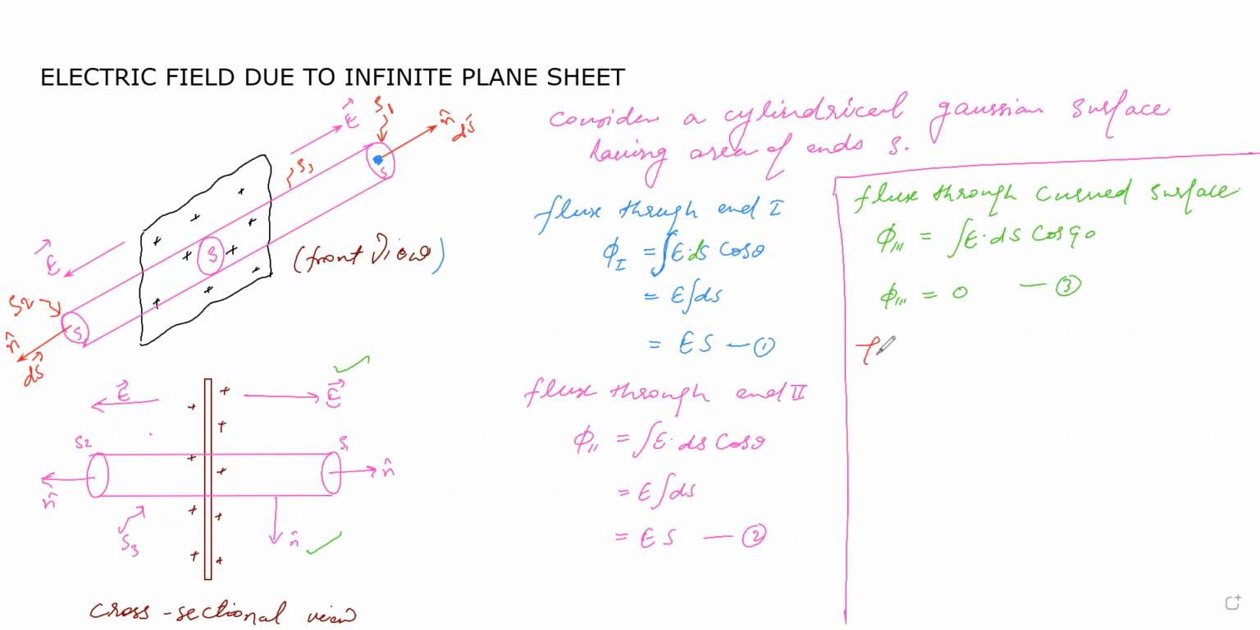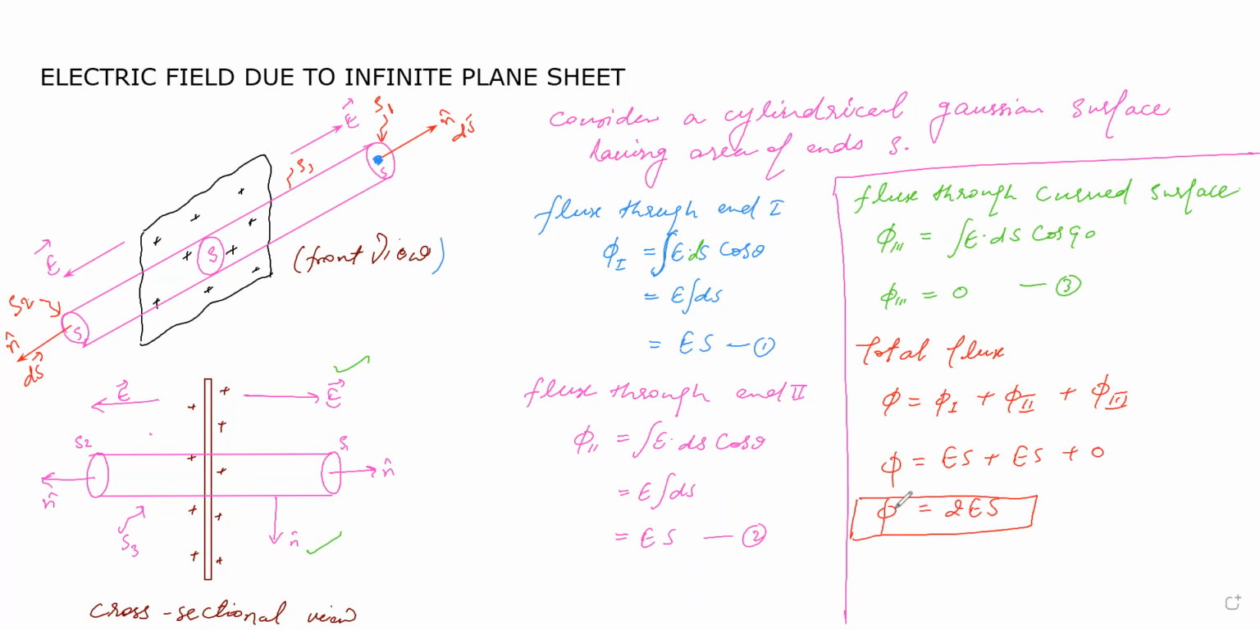Then what is the total flux? Total flux through this whole cylindrical Gaussian surface. We can write here total flux phi is equal to phi 1 plus phi 2 plus phi 3. Phi 1 and phi 2 are ES, and phi 3 is 0, so you can write phi is equal to 2Es. This is the total flux passing through this Gaussian surface, which we have chosen here.